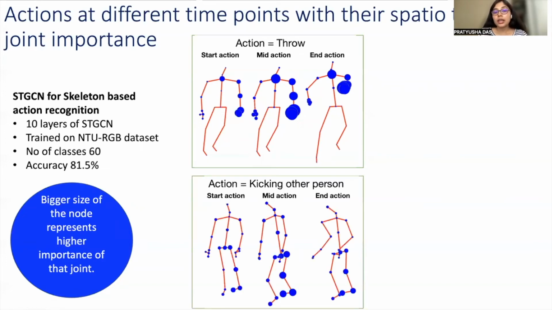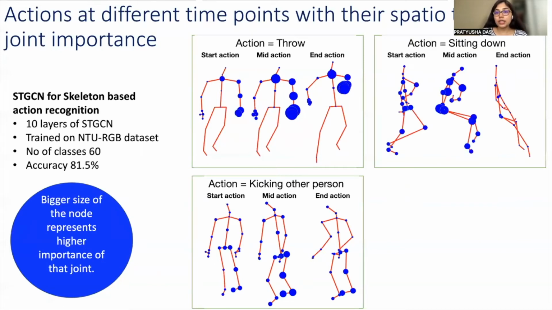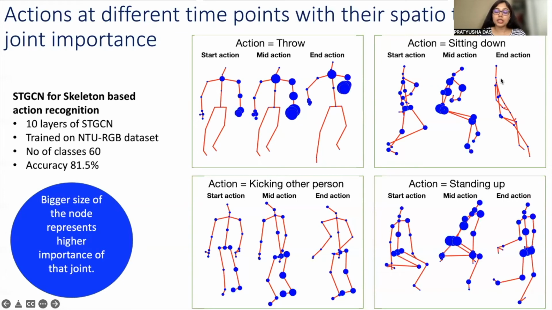Here is another example, kicking another person, and you can see how, spatio-temporally, the importance of the nodes is changing. Here is a sitting down action. Interestingly, at the end of the action, when the person has sat down, there is no active region of the body. That means the network is not looking at this frame of the data to predict that this is a sitting down action. And here's a standing up action, and you can see how the importance of different nodes is changing over time.